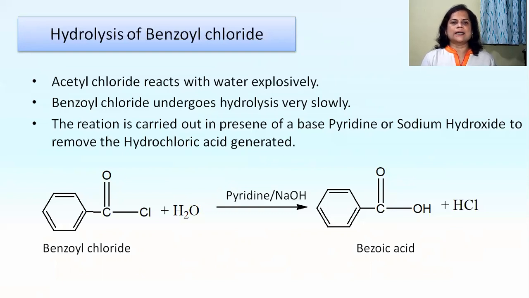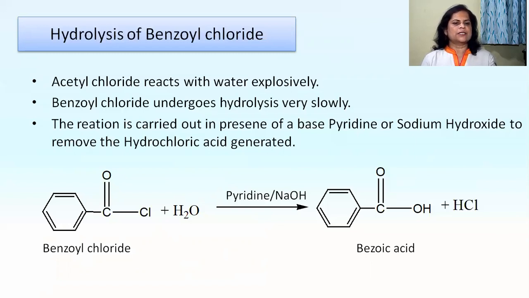In the case of aliphatic chlorides like acetyl chloride, it reacts with water explosively, meaning the reaction takes place very easily. But benzoyl chlorides undergo hydrolysis slowly. What we require here is that the reaction is carried out in the presence of a base, pyridine or sodium hydroxide, so that the regenerated HCl is removed from the reaction. It reacts with the pyridine and can be removed easily.